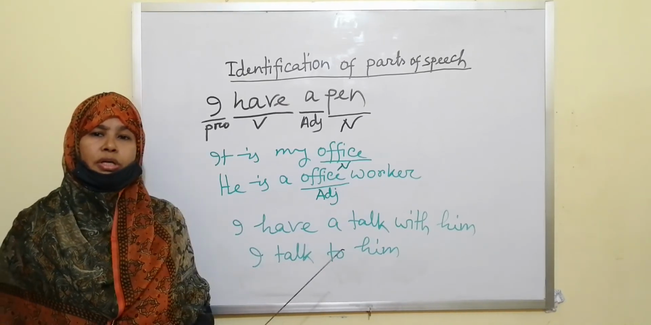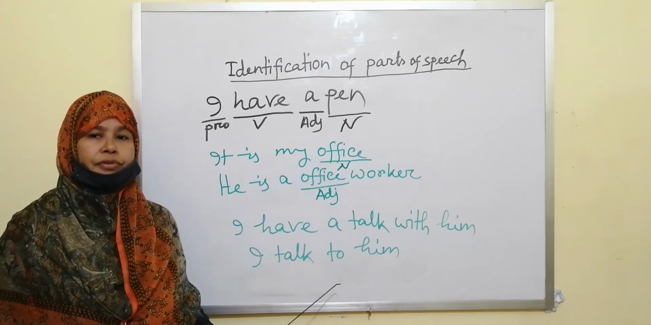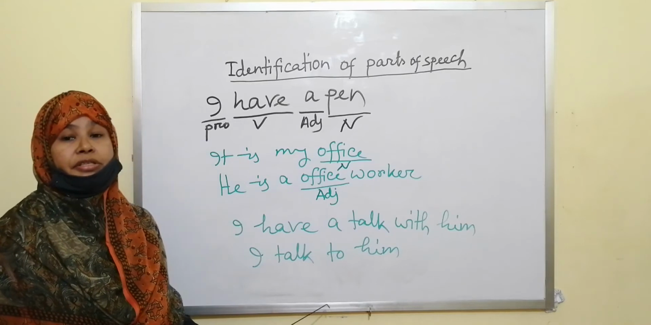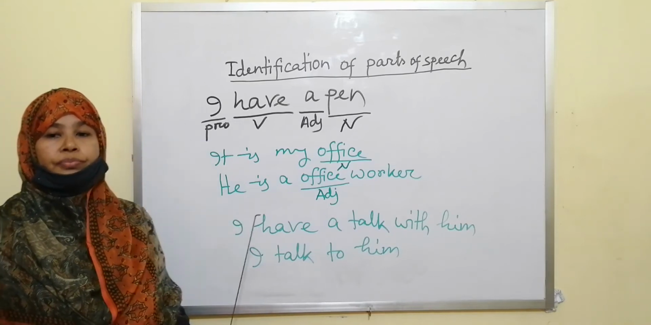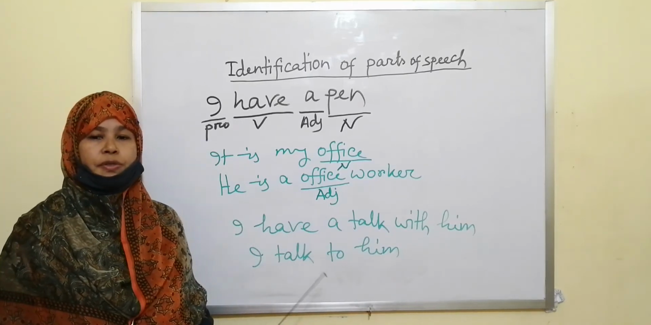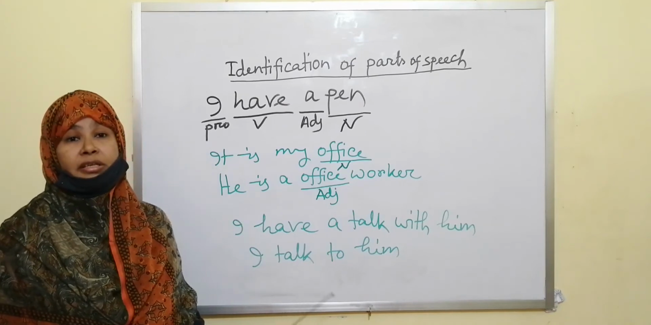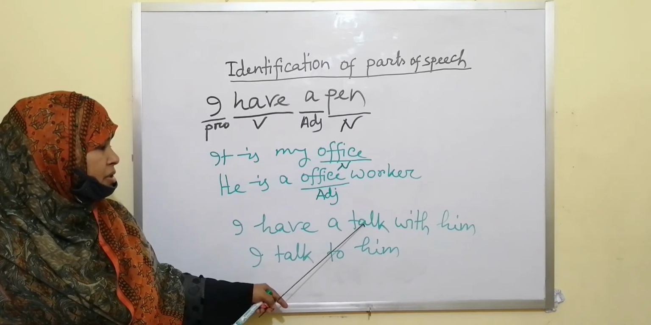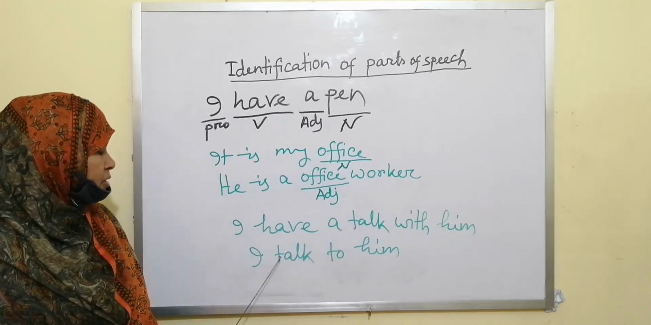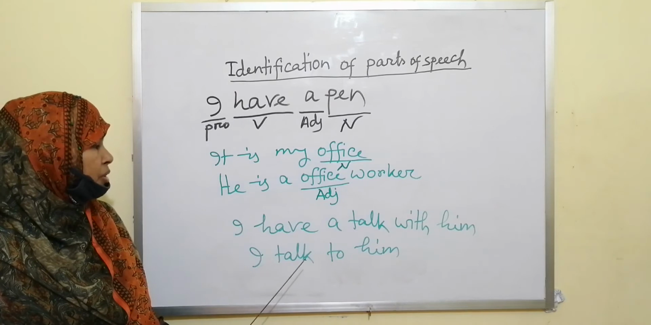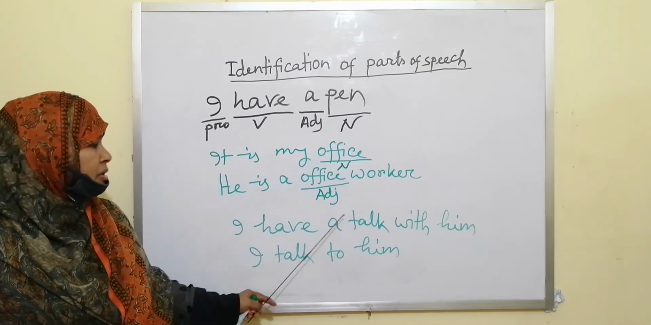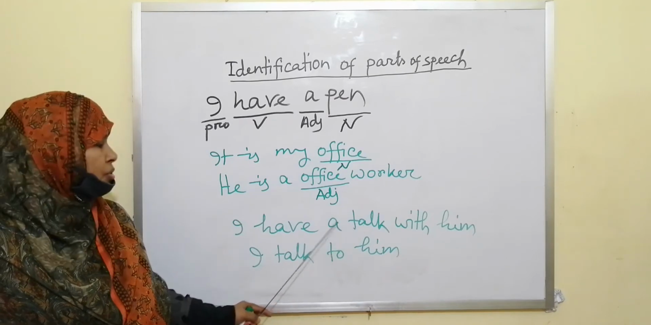Dear students, you know that all parts of speech are identified by their position. They are not identified by their face. So we identify parts of speech by the position of their place. Dear student, due to place, talk is a noun here, and due to place, talk is a verb here. And we know that after a determiner, when we find any word, that is a noun. So talk is a noun here.